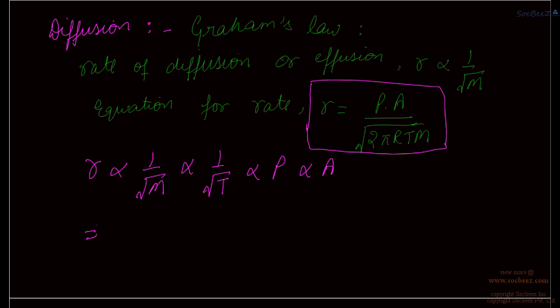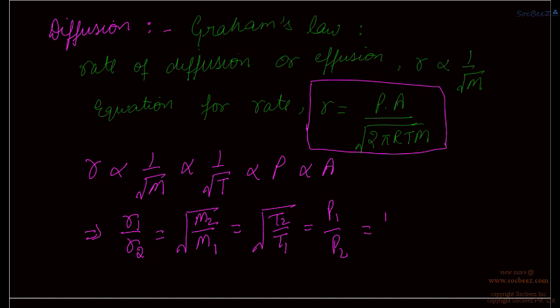And hence, if we compare the rates of two particular gases, gas 1 and gas 2, we get the expression R1 upon R2 equals under root M2 upon M1 equals under root T2 upon T1 equals P1 upon P2 equals A1 upon A2, provided all other factors are constant. That is, if we are considering under root M2 upon M1, then pressure, area and temperature should be constant.